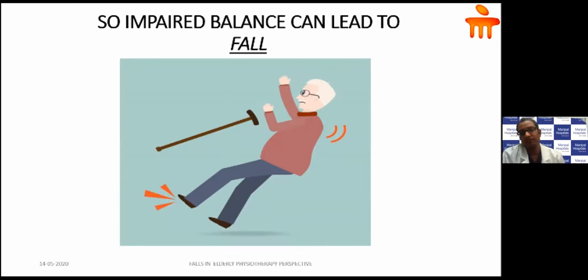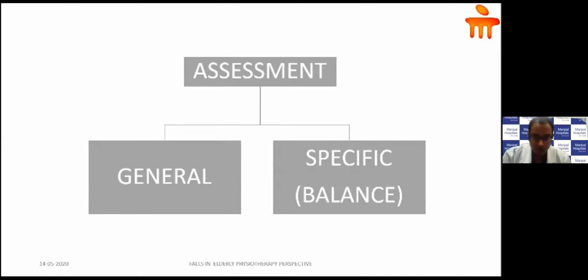So the integration of the nervous system, musculoskeletal system, and contextual factors is important. Any impairment or deviation from those can cause a balance dysfunction in an individual that can lead to a fall, and the further consequences of falls are well known. So how do we assess whether an elderly individual is actually balanced? Just before me, the doctor spoke about the FRAT tool, the fall risk assessment tool.